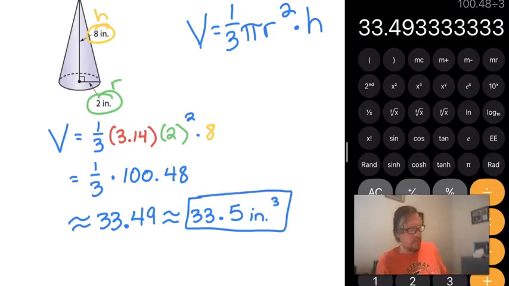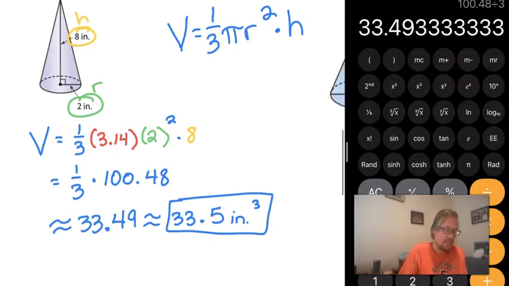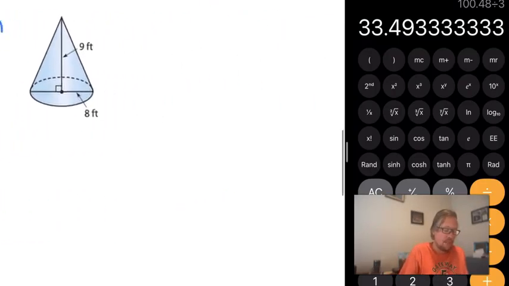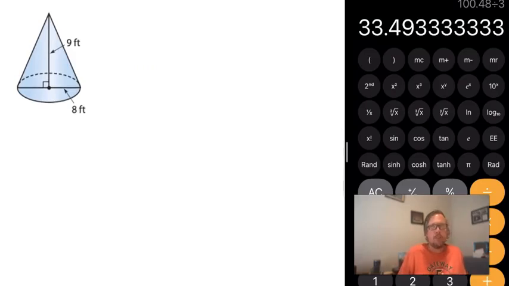Okay. No, 100.48 divided by 3 is not 24, kids. Put that in your notes. 33.5 cubic inches is the volume here. Worth noting that for a cone and a cylinder that have the same measurements, the cone is always going to have a smaller volume. Cone volume will always be smaller than a cylinder volume if they have the same radius and height. Cone's always going to be 1/3 as big, or 1/3 as voluminous.